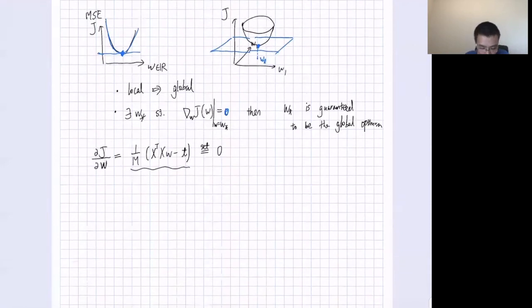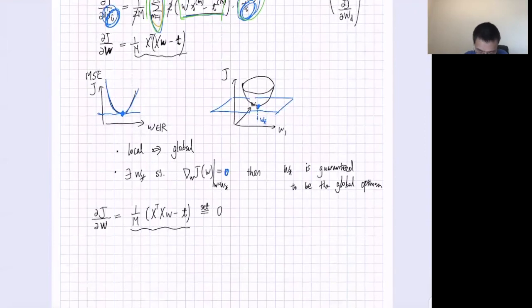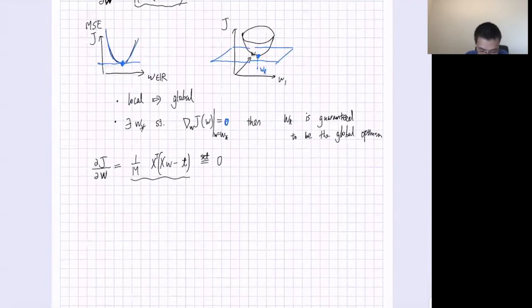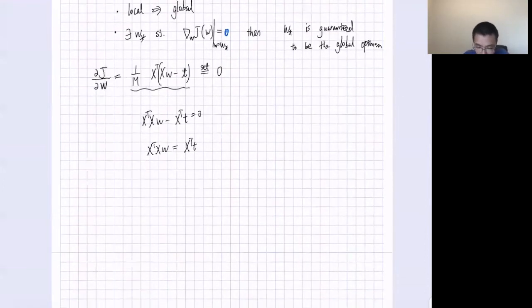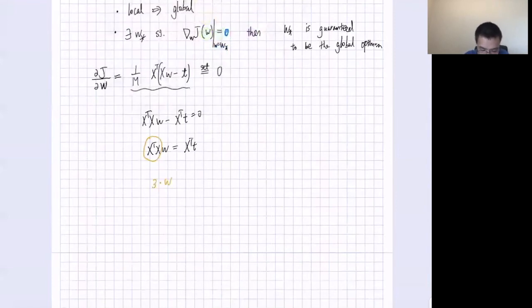If it's set to 0, then this term cancels out. So I don't need this term. So I only need X transpose XW minus X transpose T is 0. So this holds for any matrix and vectors. So I can move the minus term to the right-hand side of the equation, it works. The only thing tricky here is, if it's a scalar, like 3 times W is 4, then obviously W is 4 divided by 3.